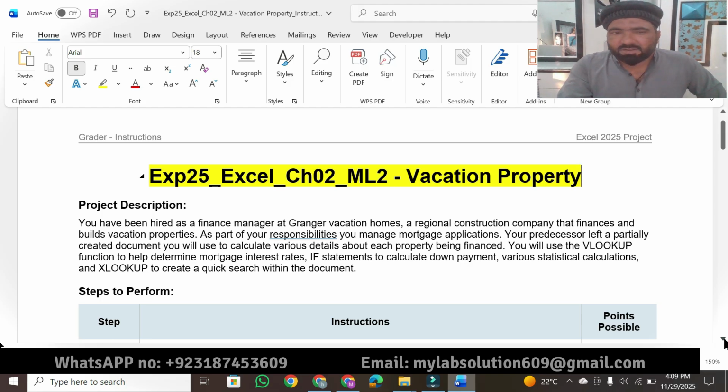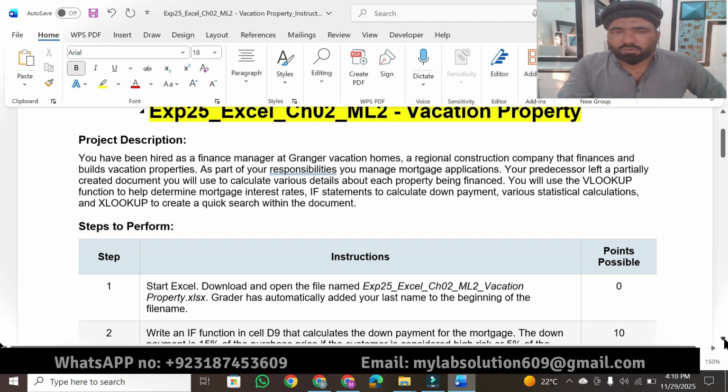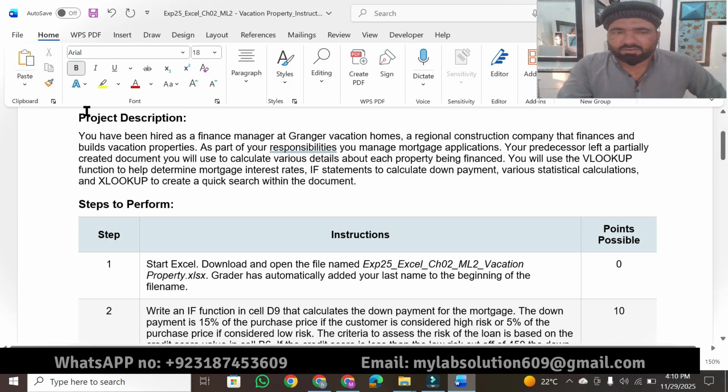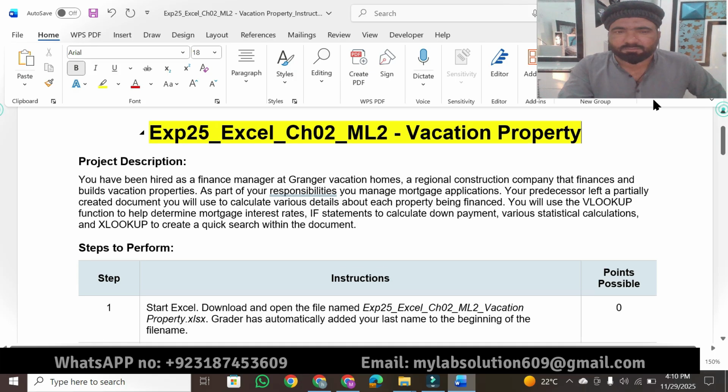Today's assignment name is Exp25 Excel chapter 02 ML2 vacation property. So before going to solve, we are going to read the project description. Always remember that first we have to read the project description, then we can get an idea what we have in today's assignment.